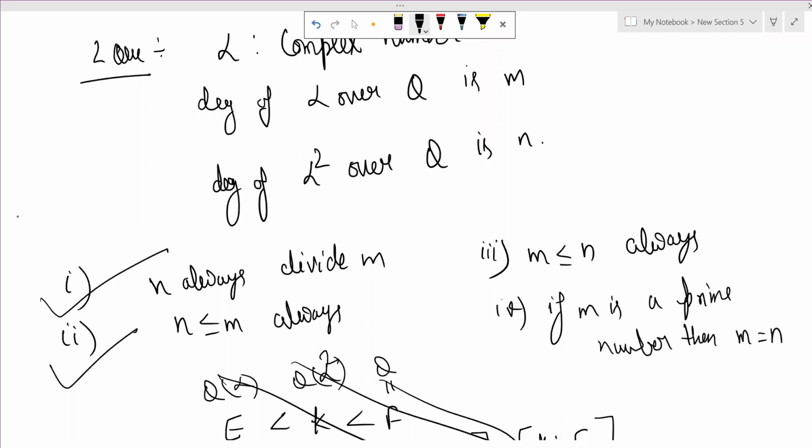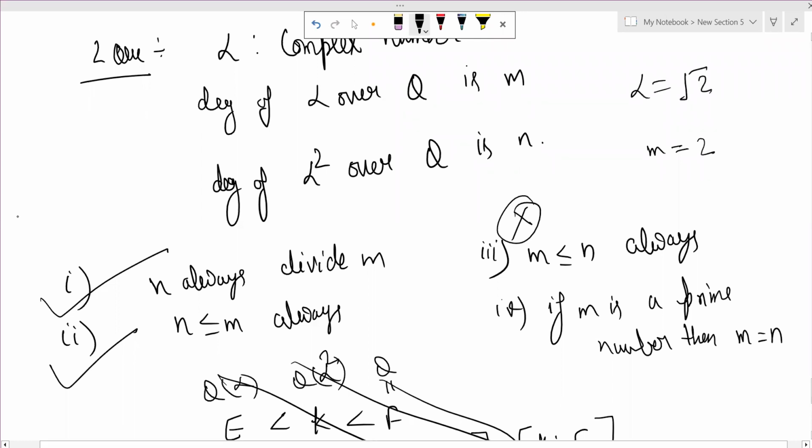For the fourth one, m less than n is always false. If c is true, then b, the third one, is false. If the second one is true, then the third one is false. And the fourth one, how will you disprove this? You can choose m equals 2 by choosing alpha equals √2 basically.